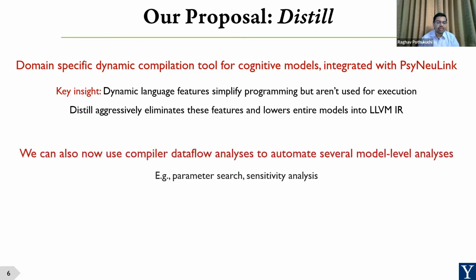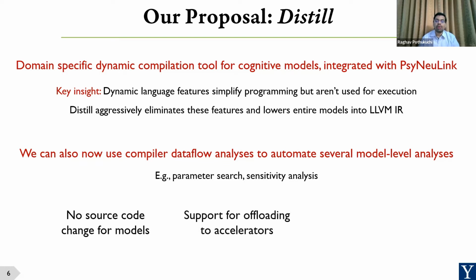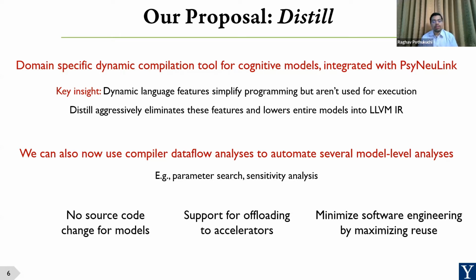We also discover that we can use compiler data flow analysis to automate several model-level analyses and incorporate this feature in Distill. Thus, Distill can automatically find the best parameters in a search space, compute the sensitivity of outputs to inputs, and more. Distill does not require any source code change for models and also has support for offloading computation to accelerators like GPUs. In the design of Distill, we minimize software engineering efforts by maximizing reuse of existing LLVM infrastructure. Next, I will introduce Distill using an example cognitive model.